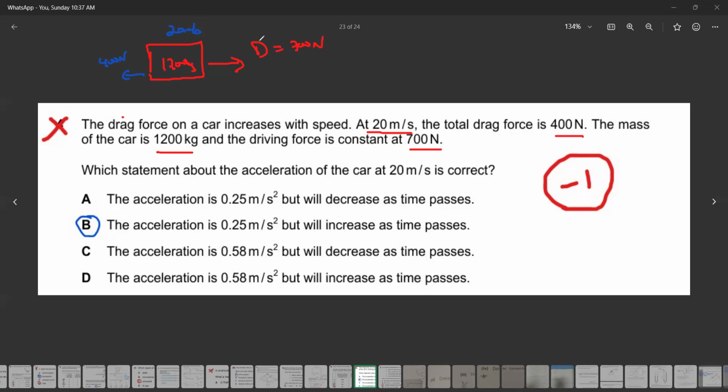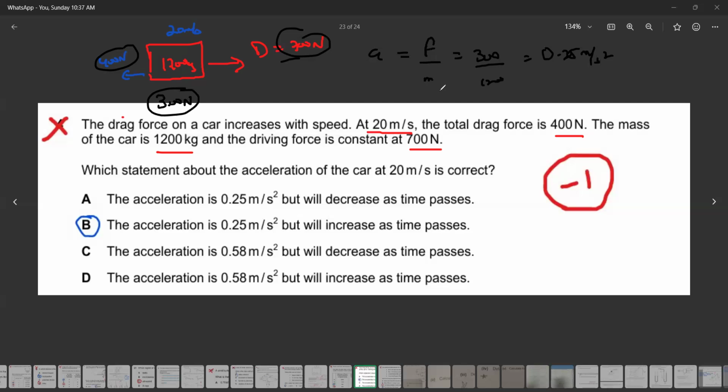So what about the resultant force here? The resultant force will be 300 newtons because 700 newtons forward, 400 newtons backward. And what about the acceleration of this car? Acceleration is resultant force divided by mass. So the resultant force is 300 and the mass is 1200. So 300 divided by 1200. The acceleration is 0.25 meters per second squared at this moment.